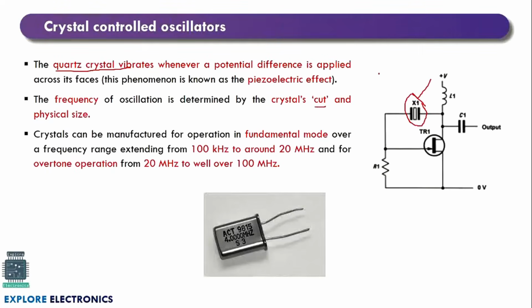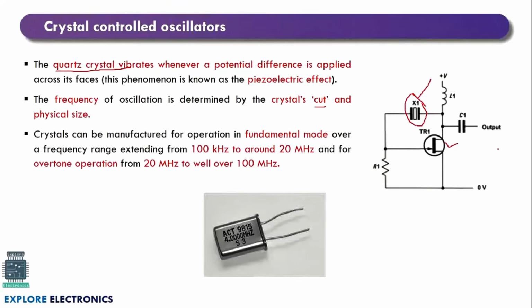Cut in the sense we take the crystal wafer, and the wafer cut will be taken to manufacture this crystal. That is called the crystal cut, and the frequency will depend on the crystal cut and the physical size. And the crystal will be connected in a positive feedback manner, and this transistor will be making the amplifier circuit. Here it is again giving a continuous oscillation.